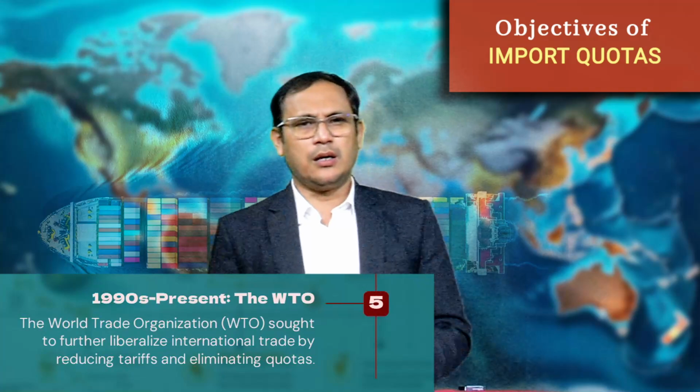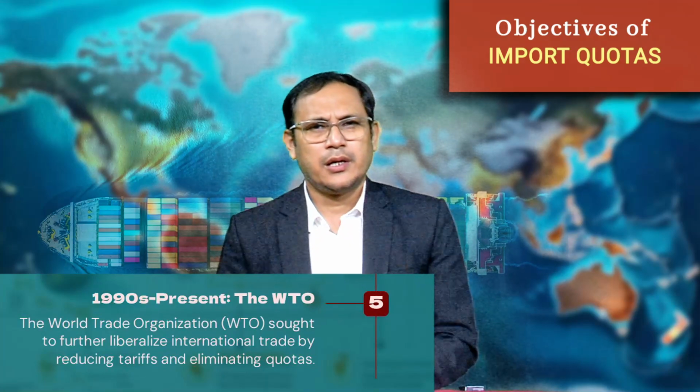However, while the World Trade Organization promoted free trade, it also allowed countries to use specific quotas under certain circumstances. Now we can also give an example. For example, countries were still allowed to impose quotas as a response to anti-dumping measures. What is anti-dumping? We will not explain in detail what is dumping and what is anti-dumping. We will discuss those things in our next lecture.